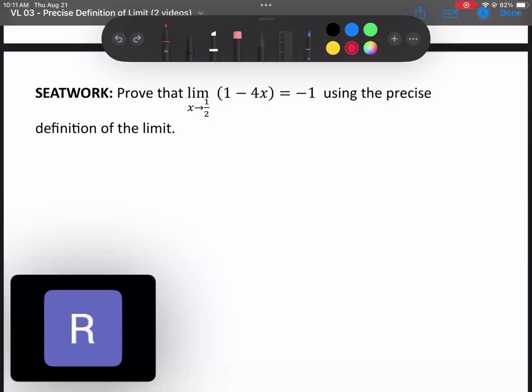Okay, so this one is another example. Hopefully you're able to do the seatwork. You can just compare your work to this.